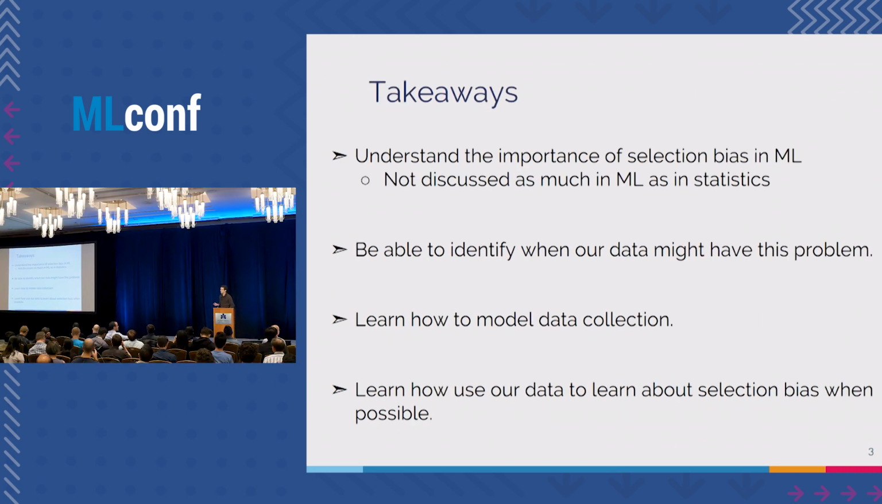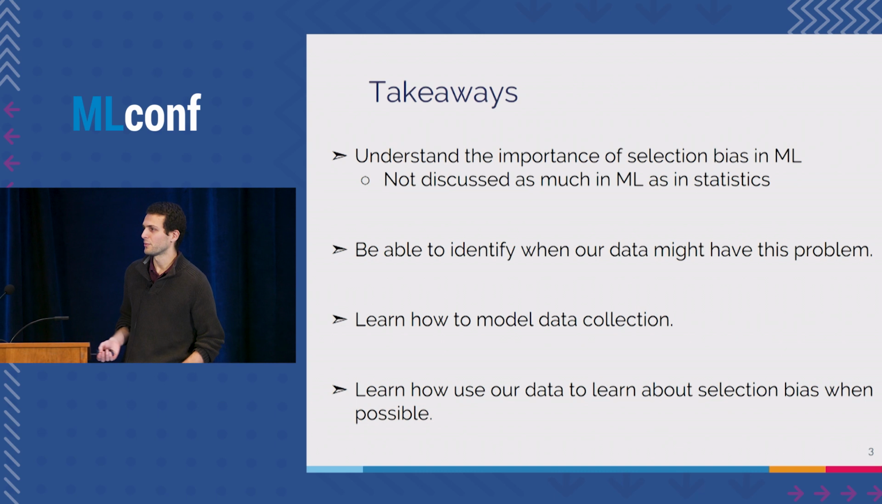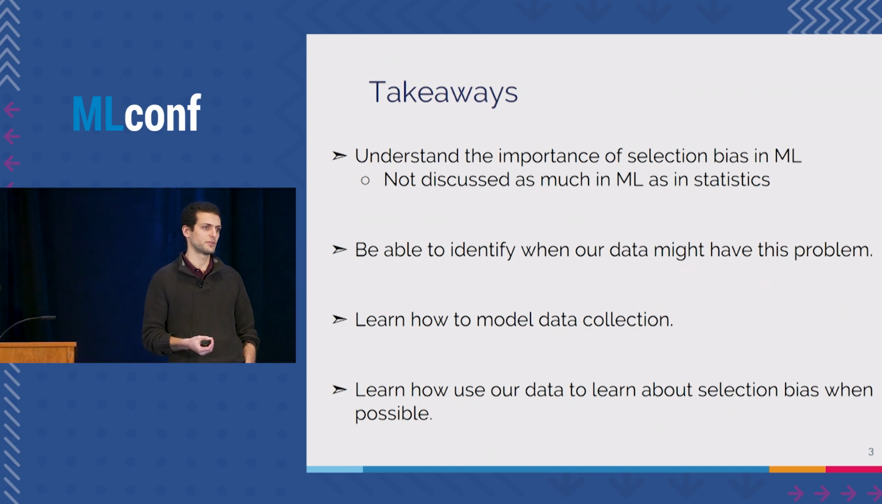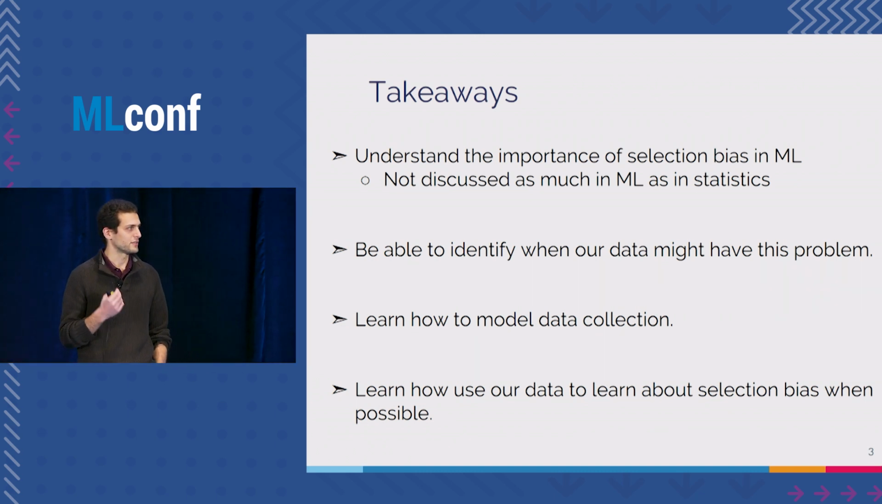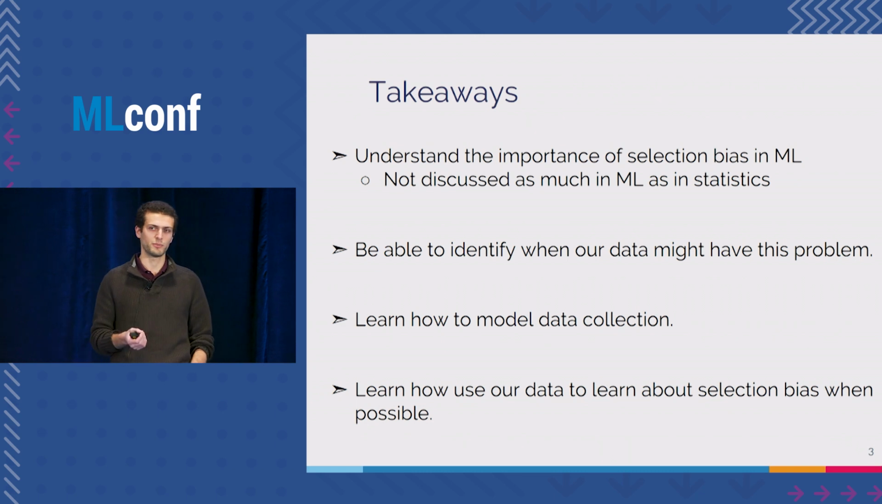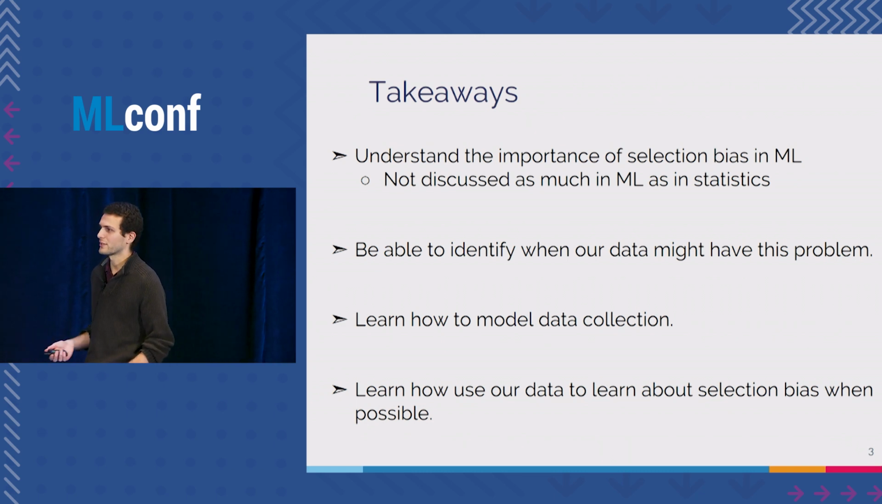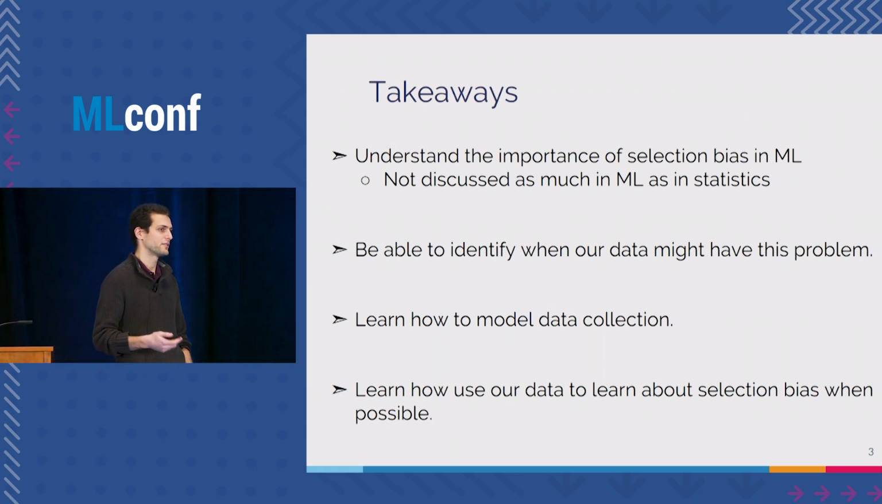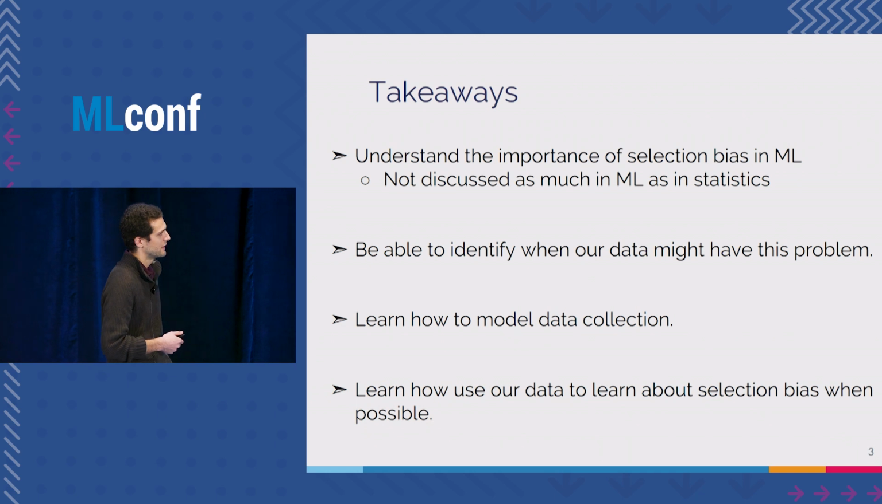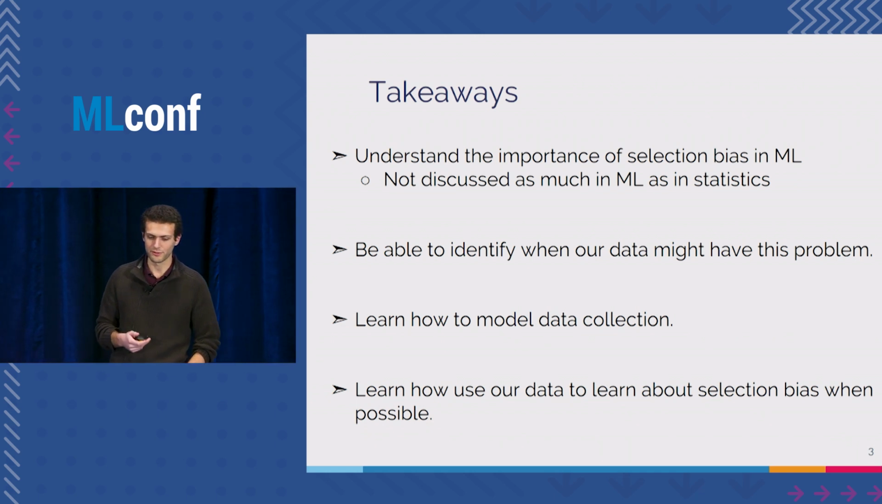So the takeaways are, I want to understand the importance of selection bias in machine learning. This is something we talk about a lot in statistics, and that's because we're trying to understand something true about the world. We're trying to estimate a parameter that represents a fact. And if we have selection bias, we'll get our facts wrong, and that causes problems. We're not doing that in machine learning. We're doing prediction. And so people often don't think about this as much as they should, but it still matters.